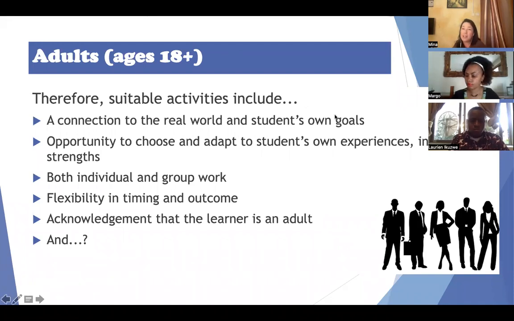Yes, right? They have their set goals. They're there to achieve them. And so if we do things right, we can be a real partner, a real facilitator with that, if things are done right.